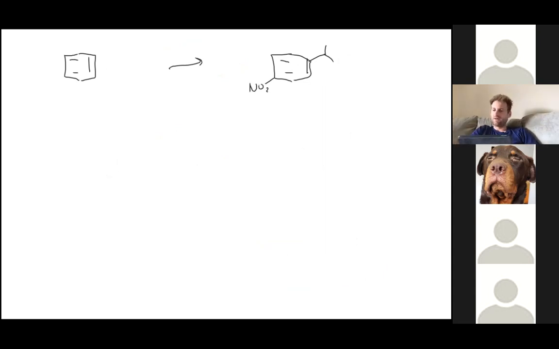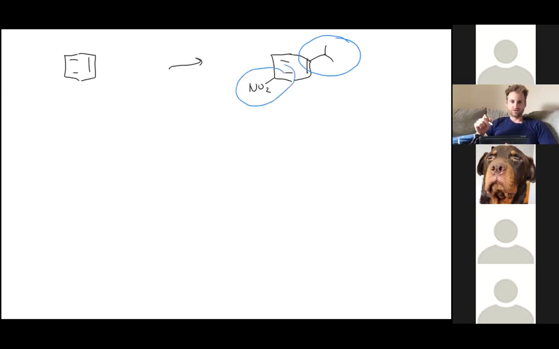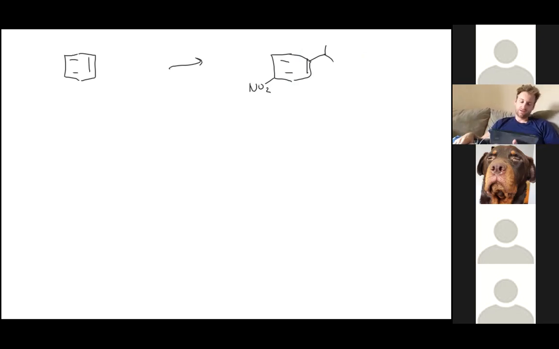All right, let's talk through making this compound here. So there's two different groups we're adding. One of them is an alkyl group. The other one is this nitro group here. So that's two different reactions we can do. If we did, let's add the nitro group first, we are going to run into a problem.